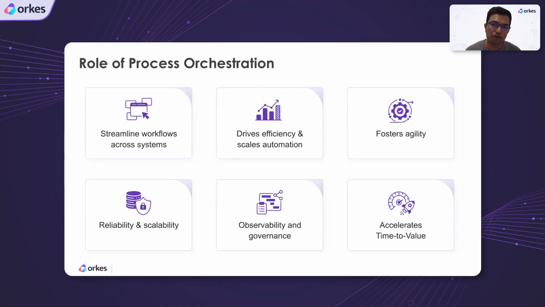Fourth, it ensures reliability and scalability. Your workflow should be robust enough to handle spikes in traffic, edge cases, failures, with built-in retries, fallback paths, and alerting. And that's orchestration's superpower. Fifth and most overlooked is observability and governance. You need to know what is happening in real time, and you need control. Orchestration gives you full visibility into what's working, what's stuck, and how to fix it. And when you're dealing with sensitive processes, governance isn't optional, right?